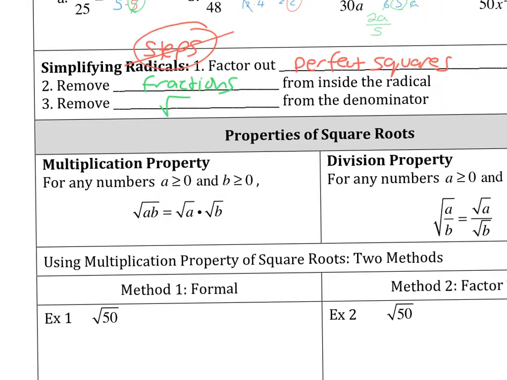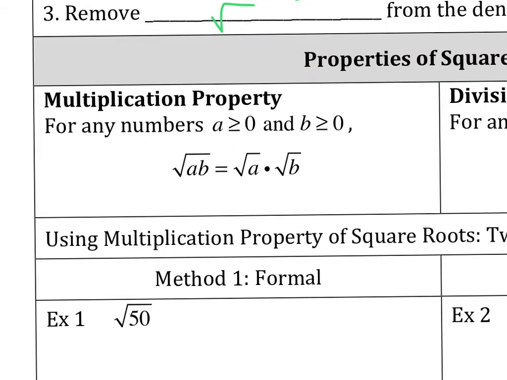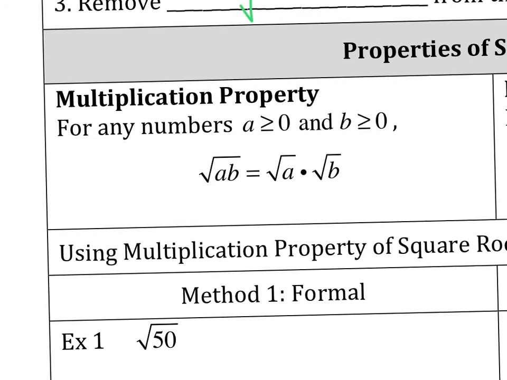So we're going to look at 2 properties. I'm going to focus on the multiplication property first, and it simply says this. Whenever you have positive numbers or 0, what you can do is split the radical. The radical splits up into factors. Notice it does not mean this.